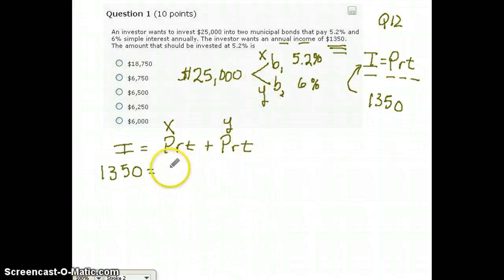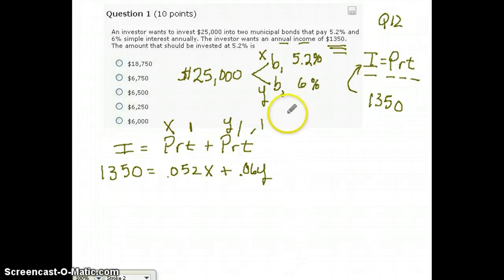One thing we do know, on the top one, his rate was 0.052. That's 5.2% per year. So this represents the interest he made in that first investment. Because T is time in years, that's just 1, so I'll leave it out. 0.052 times X times 1 is just this expression. Plus, he invested Y in the second one, and his rate was 0.06. Again, the time is 1.